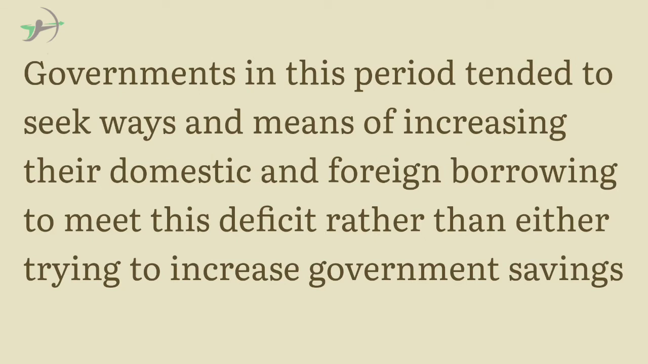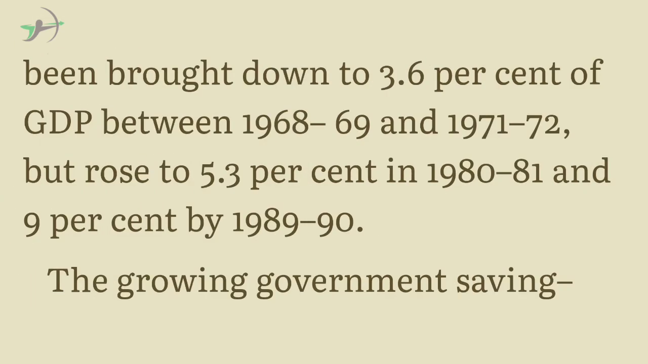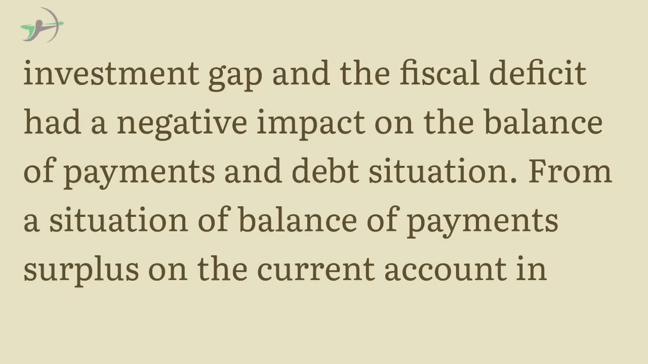Governments in this period tended to seek ways and means of increasing their domestic and foreign borrowing to meet this deficit rather than either trying to increase government savings or reduce government expenditure. In fact, the gap between public government investment and public savings widened threateningly. After the crisis of the mid-1960s, the gap had been brought down to 3.6% of GDP between 1968-69 and 1971-72, but rose to 5.3% in 1980-81 and 9% by 1989-90. The growing government saving investment gap and the fiscal deficit had a negative impact on the balance of payments and debt situation.